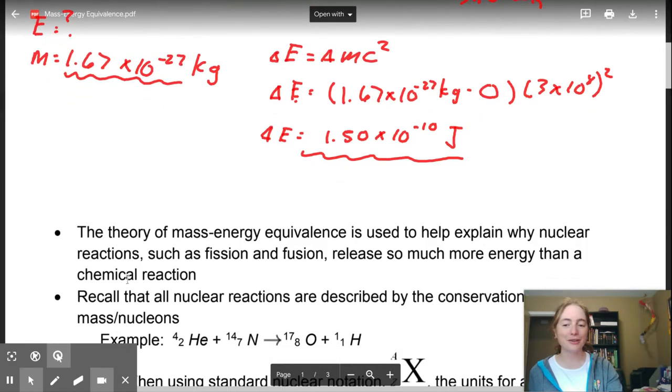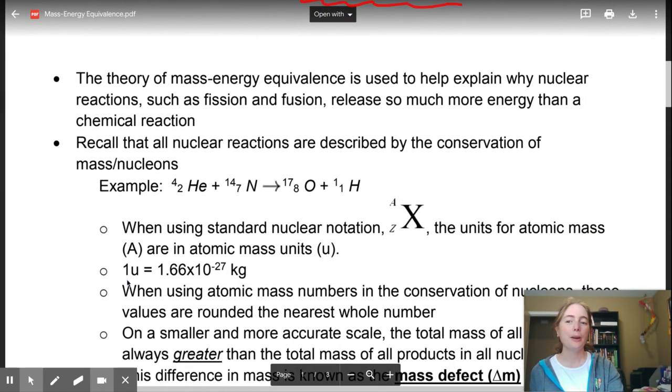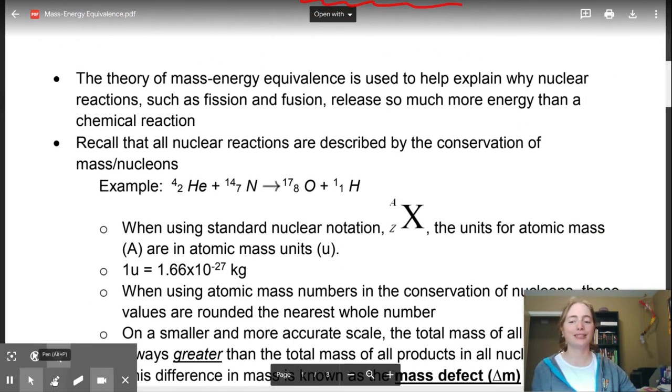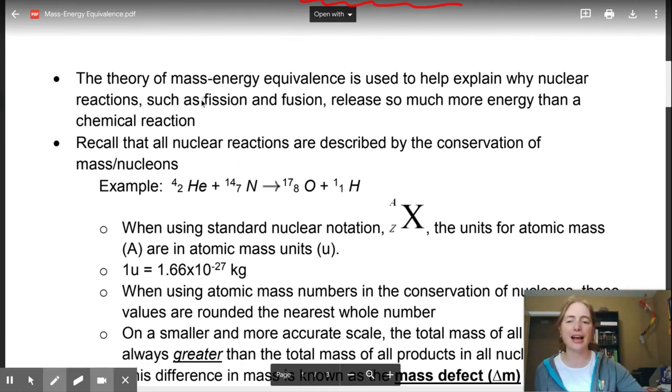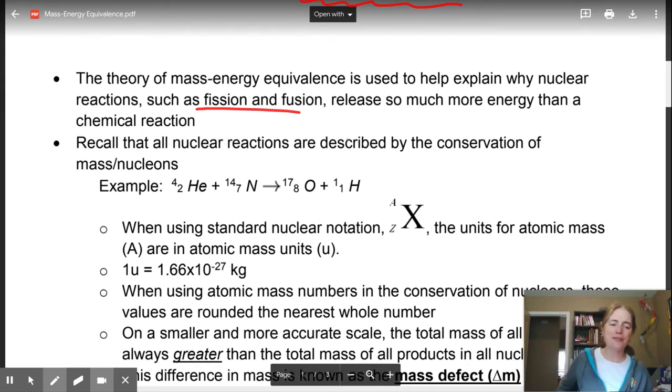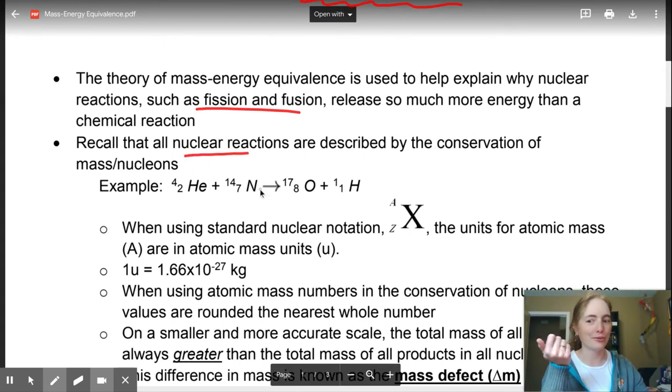So, ladies and gentlemen, your mass energy equivalence is used to help explain why nuclear reactions like fission and fusion release a ridiculous amount of energy as opposed to a chemical reaction. So where are we going to see these values in reactions? Because when we look at nuclear reactions, we're dealing with the conservation of mass and charge in nucleons.